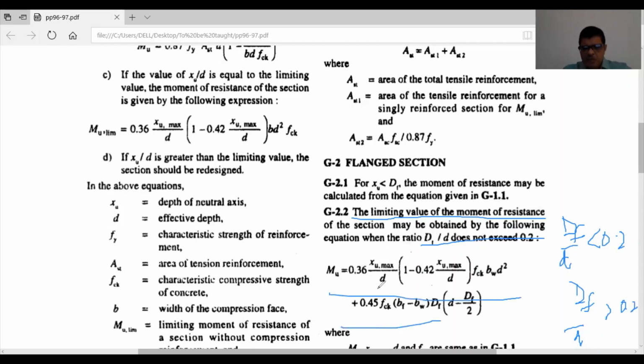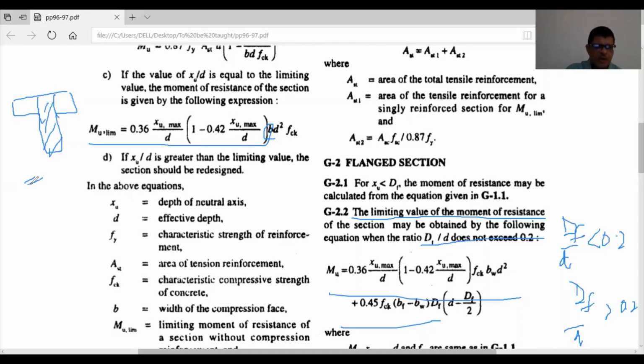So what is the formula given? 0.36 xu max by d minus 0.42 (xu max by d) fck bw d squared. The same formula as for the rectangular section is given here, only b is taken as bw. That means if you divide this T section into two parts, so this is a T section. One, I will tell, is the entire section as a rectangular section. Okay, this is the rectangular section.